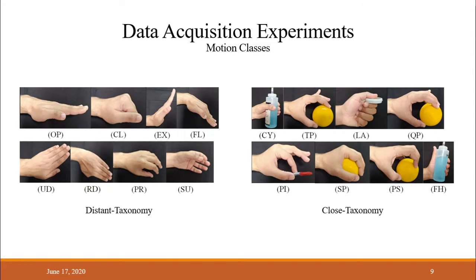The 16 motion classes were divided into 2 taxonomical groups. The distant taxonomy motion classes consisted of classes which were taxonomically opposite to one another. For example, open, close, extension, flexion, ulnar deviation, radial deviation, pronation, and supination. The closed taxonomy motion classes consisted of classes which are taxonomically similar to one another. For example, cylindrical, tripod, lateral, quadpod, pinch, spherical, precision spherical, and fixed hook.